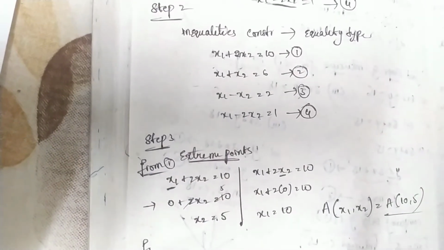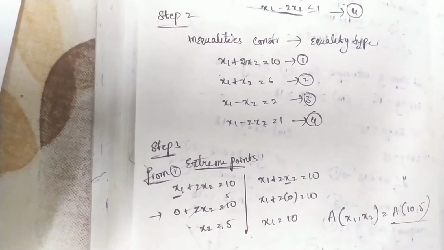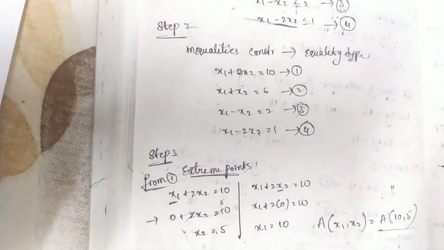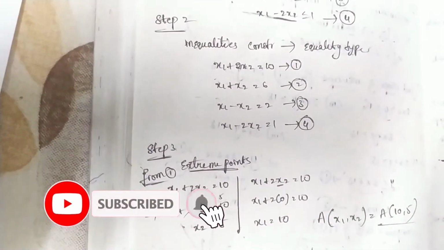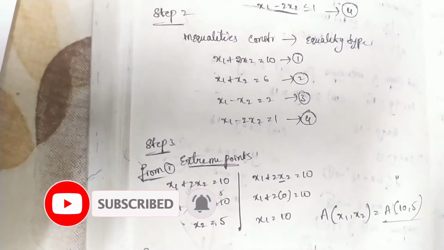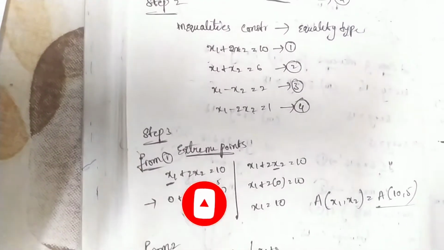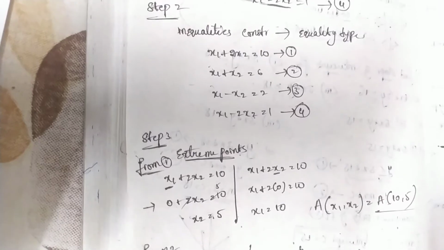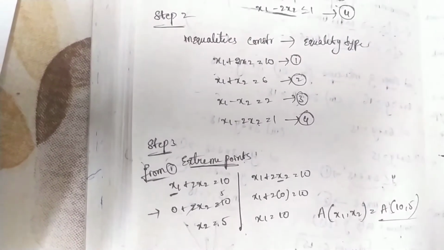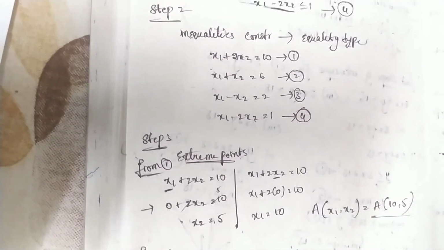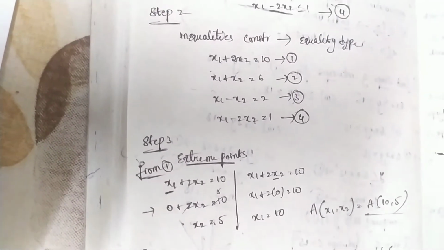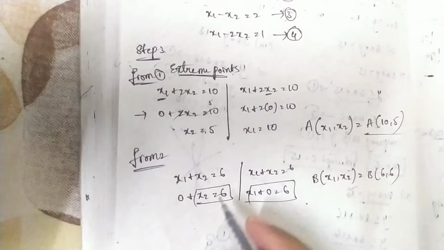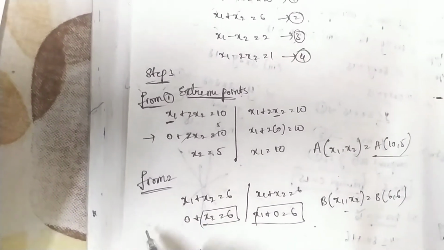From equation 2, that is x1 plus x2 equals 6, placing 0 here, 0 plus x2 equals 6. Now x1 plus x2 equals 6. Here x1 plus 0 equals 6, so x1 equals 6. That is B of x1 comma x2 equals B of 6 comma 6. It is the second extreme point, from equation 2.